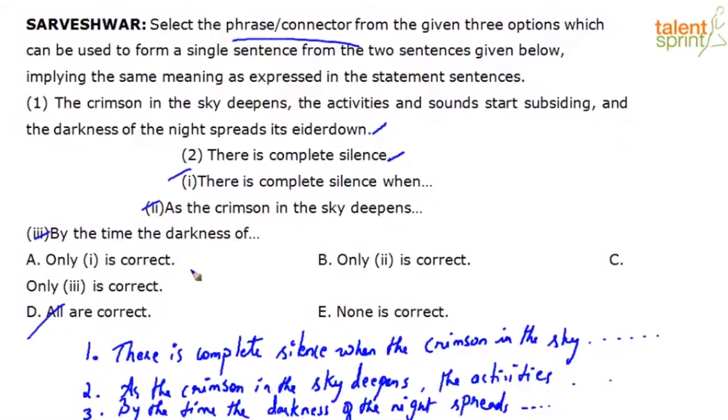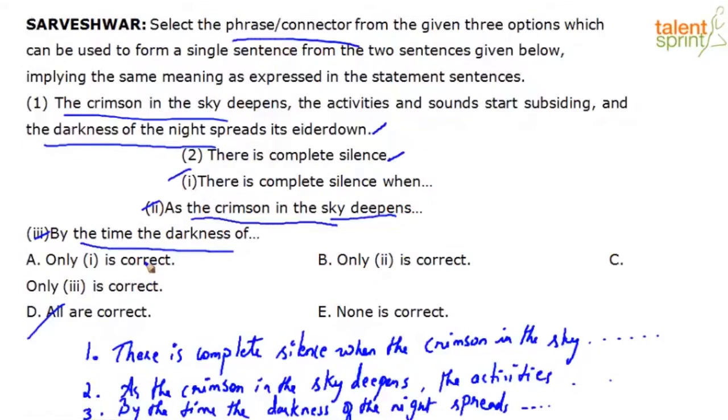Option 2, as the crimson in the sky, is already given in the first sentence. Right? Like somebody said, all the options are actually there. By the time the darkness of, only this is not there. Oh, this is also there. The time of the darkness of. So all the options are actually repetitive in either sentence 1 or 2.